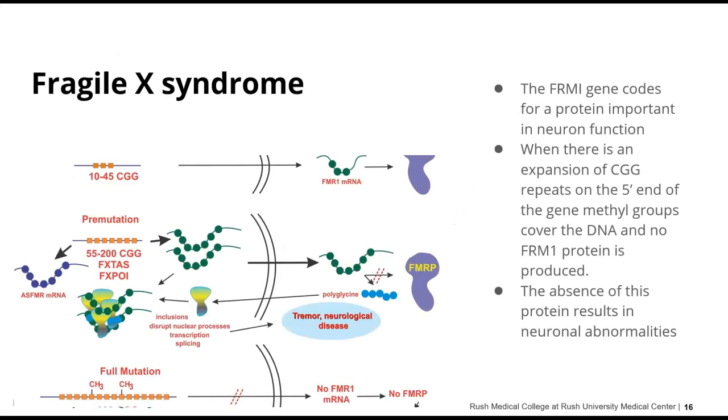So let's talk a little bit about Fragile X syndrome because we've learned quite a bit about it over the last probably 20 years. The Fragile X gene codes for FMR1 protein, and this protein is important in neuron function. The problem is when there's too many CGG repeats on the 5' end of this gene, we get no protein. So this protein's important in brain function, but if there's too many CGG repeats, we make no protein. The gene gets methylated or turned off, so you get no protein.